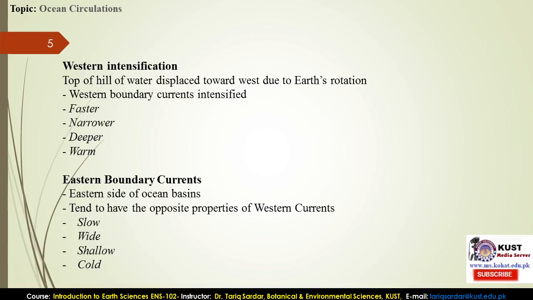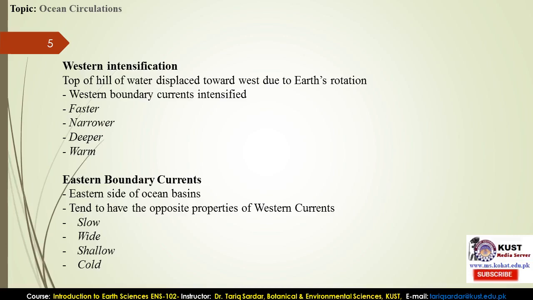Western boundary currents are anticipated because rotation has a role in that. They will be faster, narrower, deeper, and warm, compared to the eastern boundary currents, which run counter to that rotation of the Earth. The eastern currents on the ocean basins tend to have the opposite properties of western currents. Likewise, if the western are the faster currents, the eastern will be comparatively much slower.